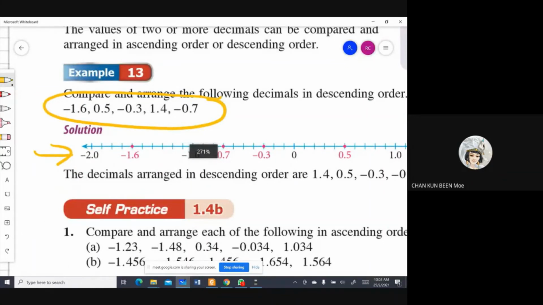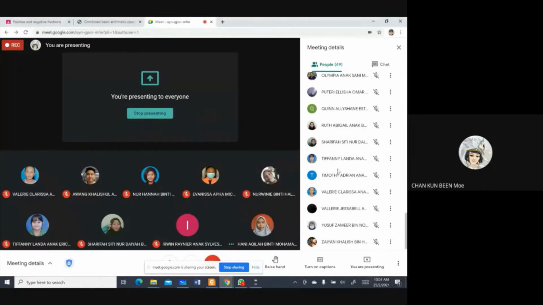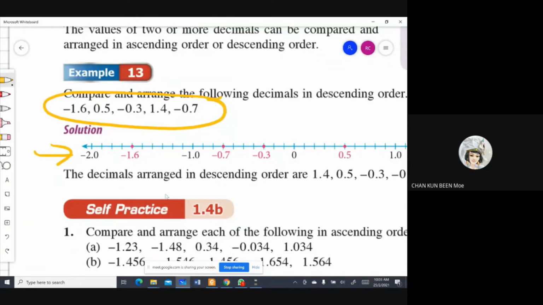Okay, -1.6, 0.5, 0.3, 1.4, -0.7. Let me find out who. I want to catch somebody here. Just now, Yusuf Zamil didn't answer me. Yusuf, are you there? Yes, madam. Okay, good. Yusuf, can you identify for me, out of these five decimal numbers, which one is the smallest decimal?